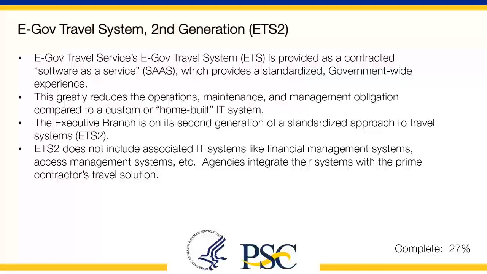E-Gov Travel Services E-Gov Travel System, ETS, is provided as a contracted software as a service, SaaS, which provides a standardized, government-wide experience. This greatly reduces the operations, maintenance, and management obligation compared to a custom or home-built IT system. The executive branch is on its second generation of a standardized approach to travel systems, ETS2. ETS2 does not include associated IT systems like financial management systems, access management systems, etc. Agencies integrate their systems with the prime contractor's travel solution.